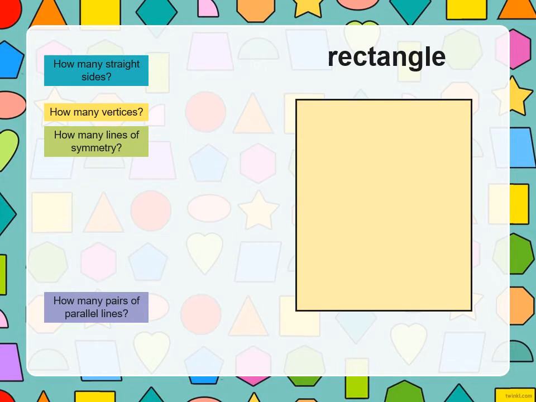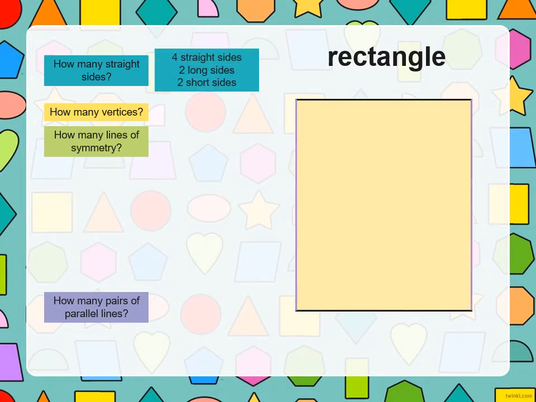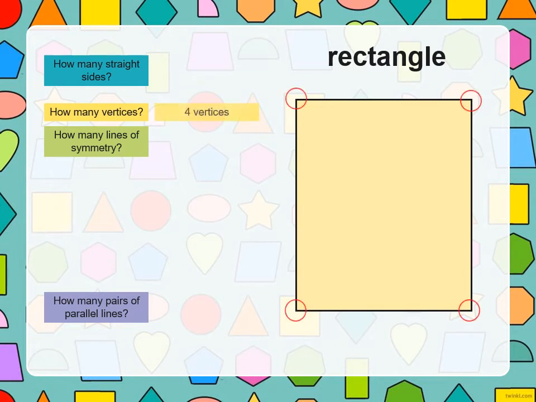How many straight sides of a rectangle? Can you work it out? How many vertices? Have a think. How many lines of symmetry? And how many pairs of parallel lines? Let's get your answers in your head and let's take a look. 4 straight sides, 2 long sides and 2 short. 4 vertices, 2 lines of symmetry, so different to a square, and 2 pairs of parallel lines.